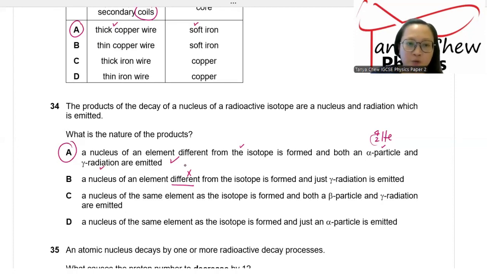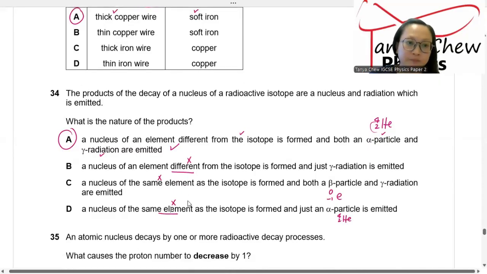Now, see, a nucleus of the same element as the isotope is formed, and both beta and gamma radiation are emitted. If beta particles mean fast-moving electrons, it would change the proton number, so it would not be the same element of the isotope. When the alpha particle is emitted, it will change the proton number, so the element of the isotope would not be the same. So A is the answer.